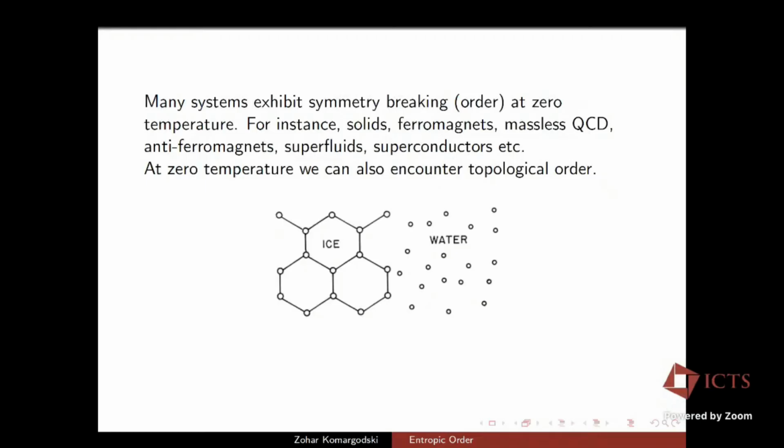Of course, we know that in many systems at zero temperature, order appears spontaneously. For instance, in ice, you get spontaneous order due to the breakdown of translational symmetry, so you can get nice crystals. Other examples that appear in nature other than solids are ferromagnets, chiral symmetry breaking in QCD, antiferromagnets, superfluids, superconductors. These are all examples of order that appears at low temperatures.